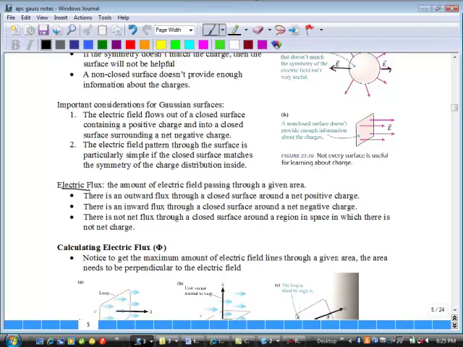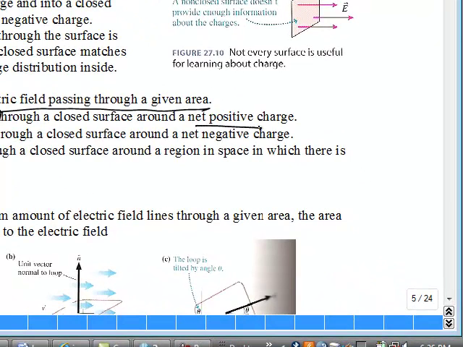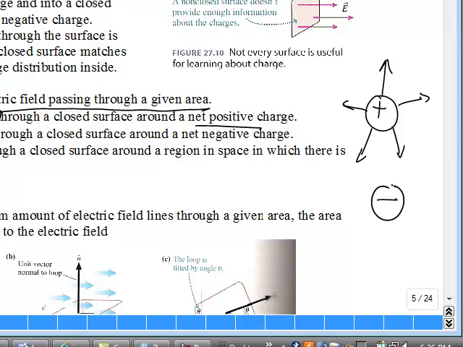So the electric flux is the amount of electric field passing through a given area. If it's an outward flux, it is a positive charge. Just like we saw before, if our lines are going out like this, it has to be a positive charge because it goes from positive to negative. If it's a negative charge, my flux is going to have to be going inward. And if there's no net flux through a closed surface, there is no net charge.